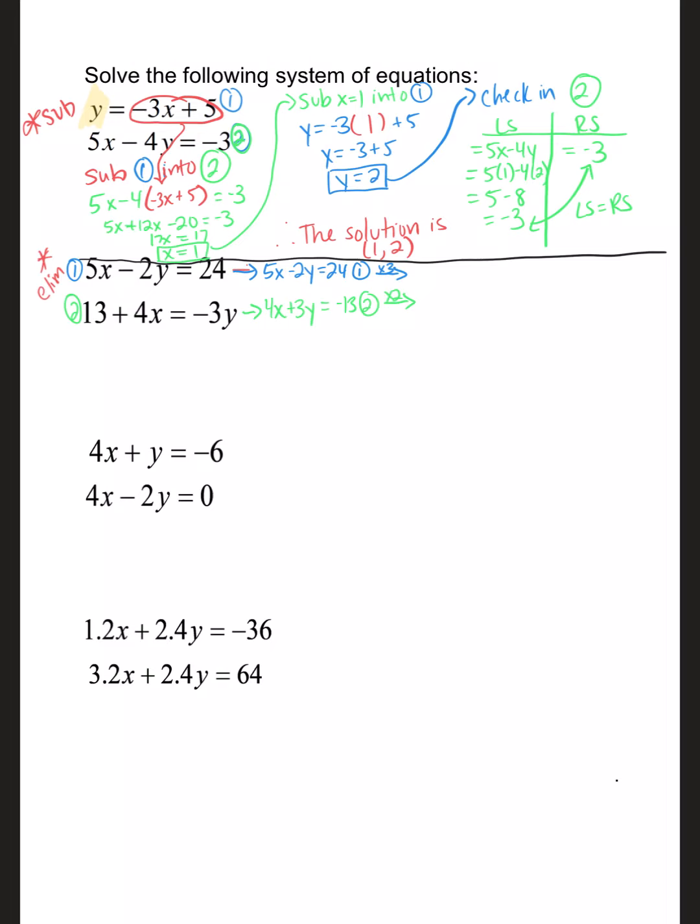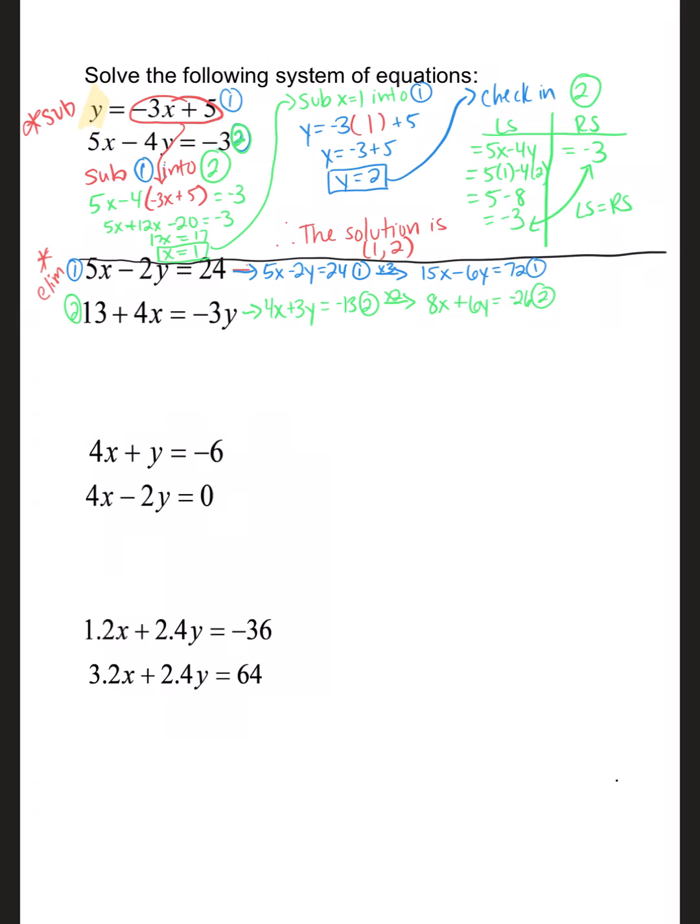If I multiply 3 by everything on equation 1, I'm going to end up with this. That's my equation 1. And then for equation 2, I'm going to multiply everything by a 2. So I should end up with an 8x plus 6y. And then negative 13 times 2 is a negative 26.